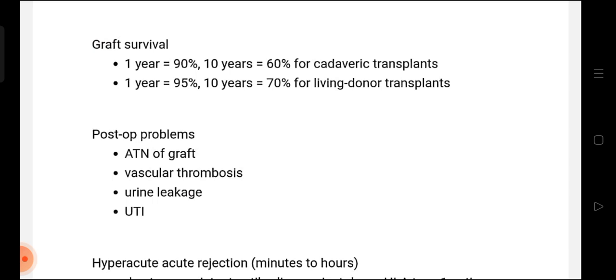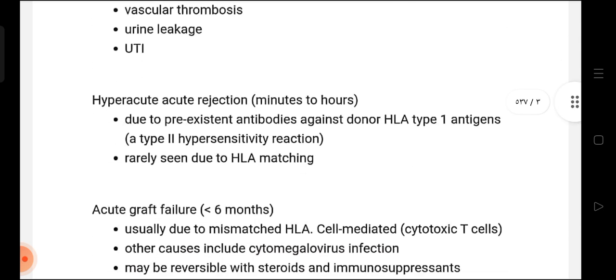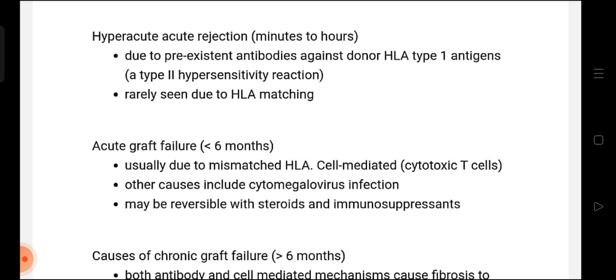What are the post-operative problems? Post-operative problems of renal transplantation: acute tubular necrosis of the graft, vascular thrombosis, urinary leakage, and UTI. Hyperacute rejection takes place minutes to hours after the kidney transplant operation. The cause of hyperacute rejection is mainly due to pre-existing antibodies against donor HLA type 1 antigen, or mismatch against type 1 HLA. It is rarely seen due to HLA matching.